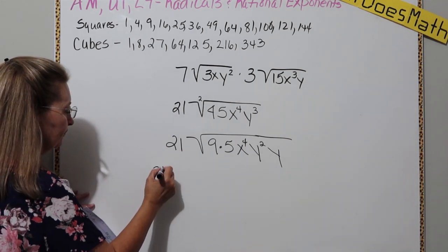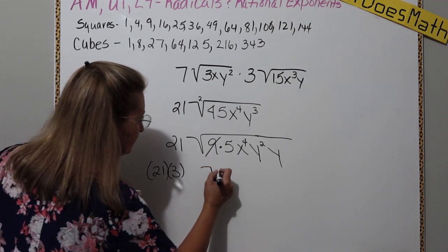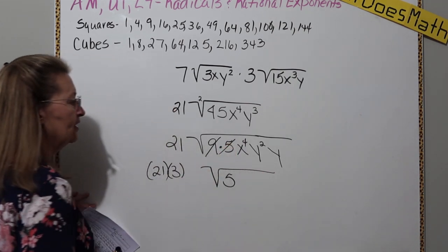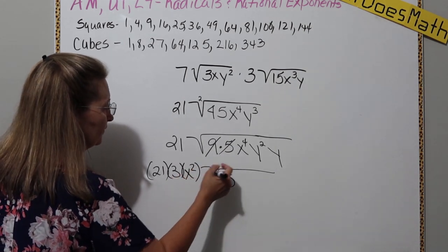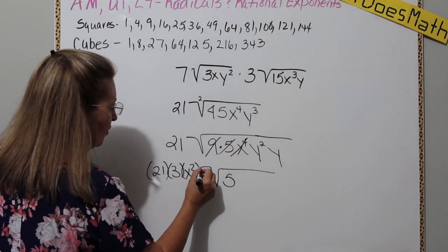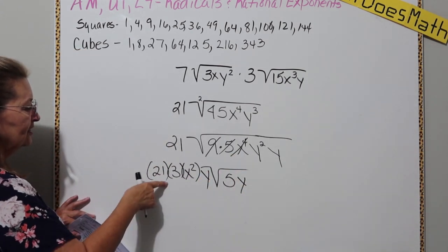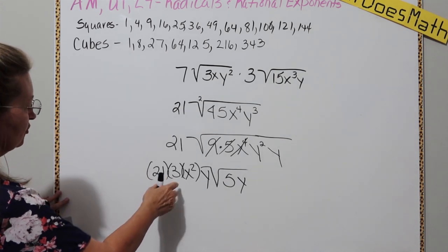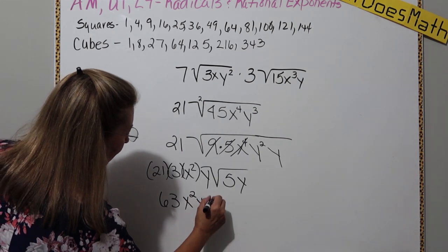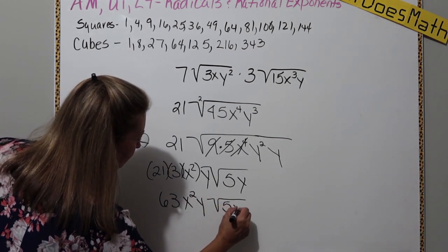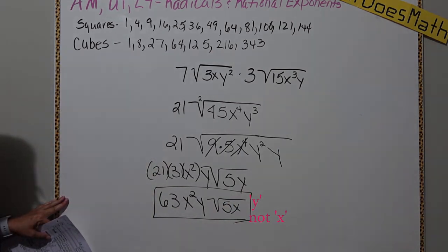Alright, let's pull out. The square root of 9 is 3, so I used that. 5 will have to stay under there. The square root of x to the fourth is x squared. The square root of y squared is y, and then I've got that y left under there. So let's simplify this. 21 times 3 is 63, x squared y, all onto the square root of 5x. See, you're probably getting the hang of it by now.